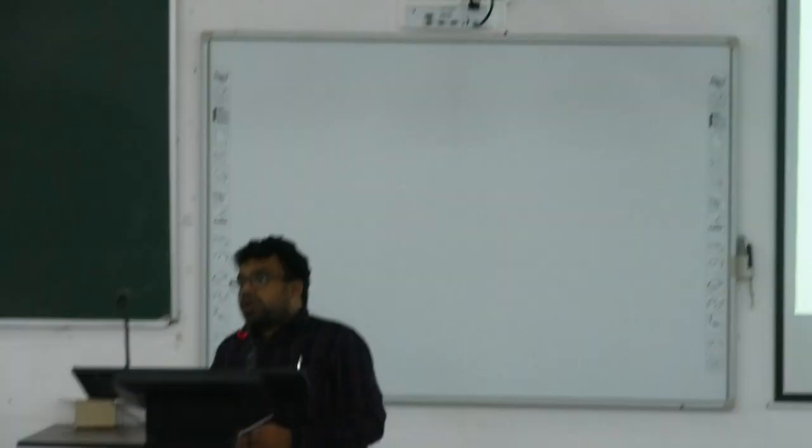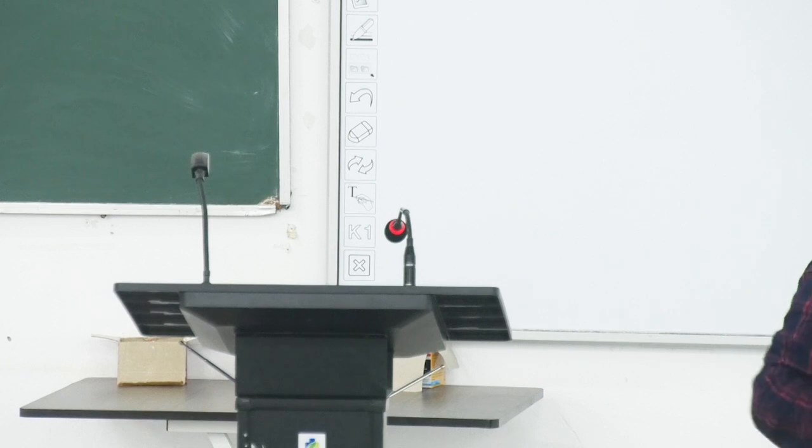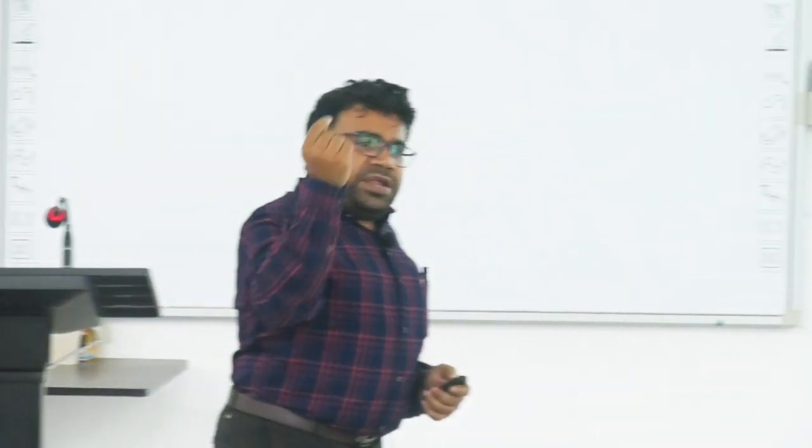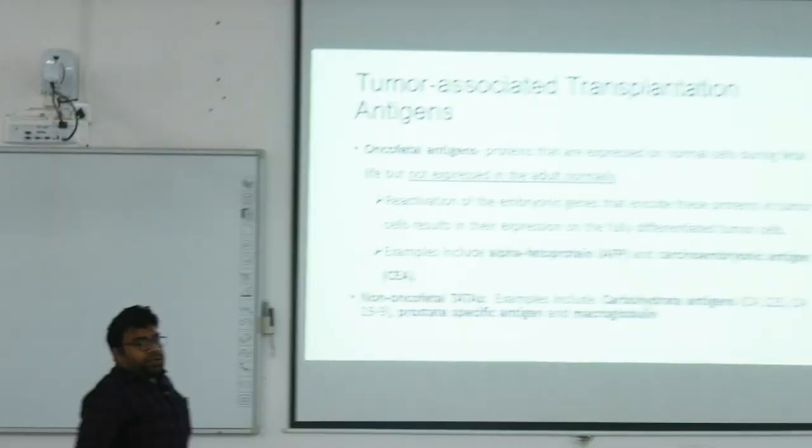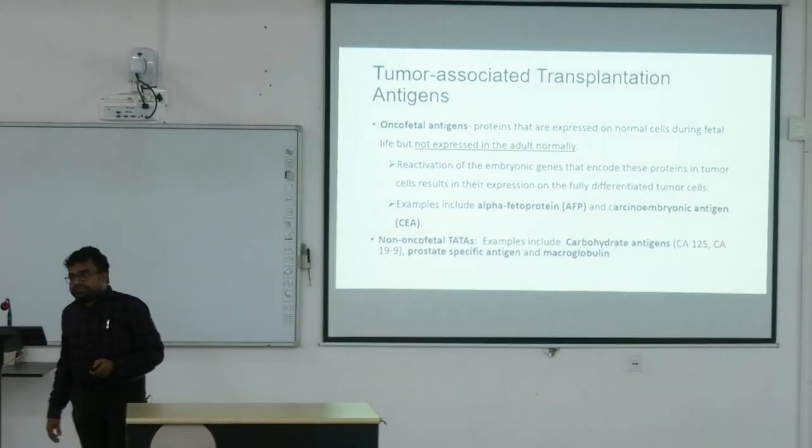There are two types, oncofetal antigens and non-oncofetal antigens. Oncofetal antigens means these antigens are seen in the fetus and also in malignancy. But as a fetus goes into a child and becomes an adult, these antigens are expressed but in very small amounts. But if that human being develops any malignancy, these antigens are expressed in very high numbers. Example, alpha fetoprotein and carcinoembryonic antigen.